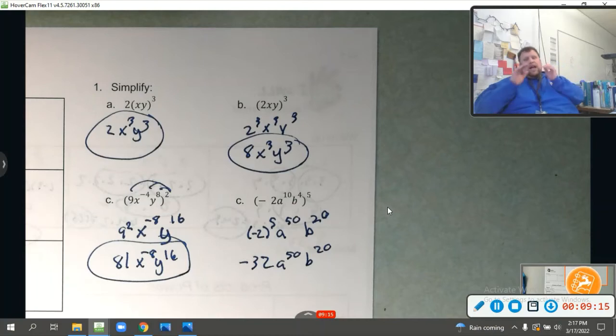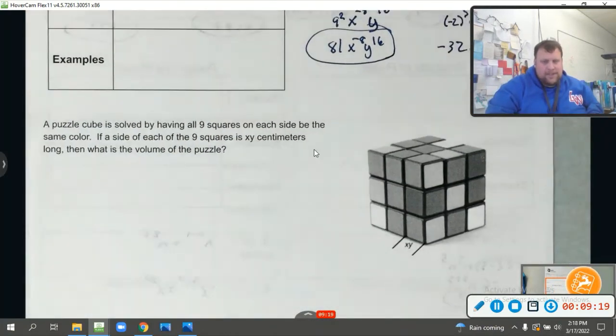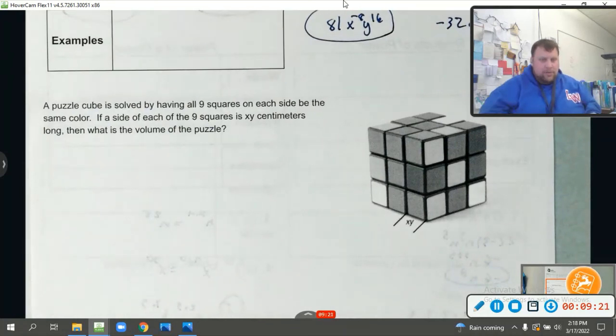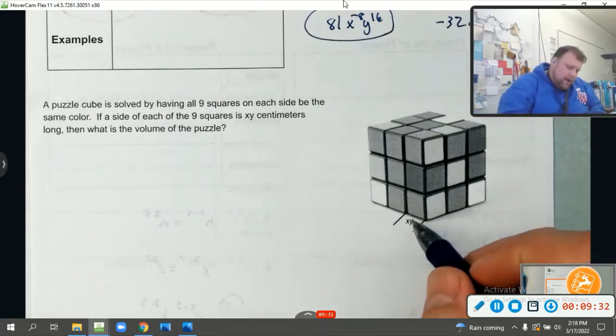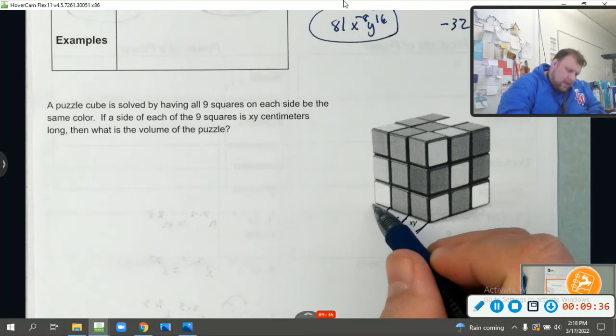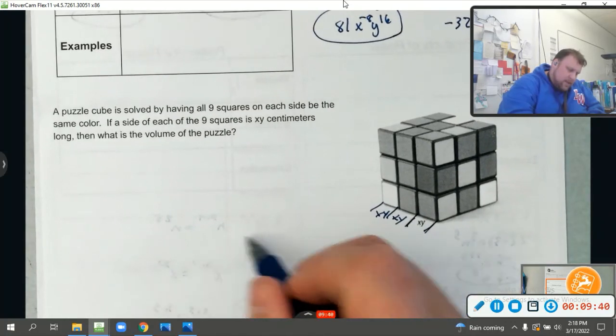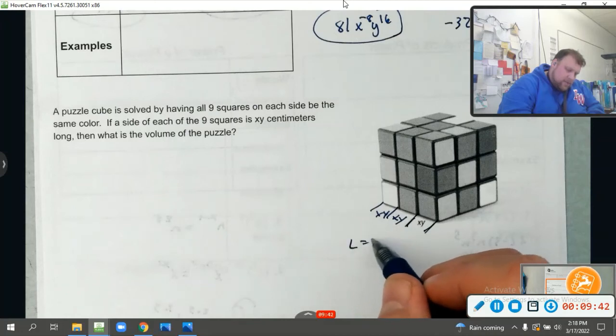And our last problem we're going to work on is this nice little Rubik's Cube problem, which honestly is not bad at all. A puzzle cube is solved by having all 9 squares on each side be the same color. If a side of each of the 9 squares is xy centimeters long, then what is the volume of the prism? The only thing we care about is that this is xy, which means this square will be xy, and this square will be xy. So what is that? That's 3 xy's. So each side, the length equals 3 xy.